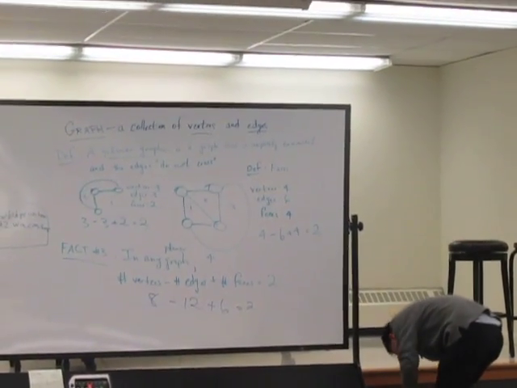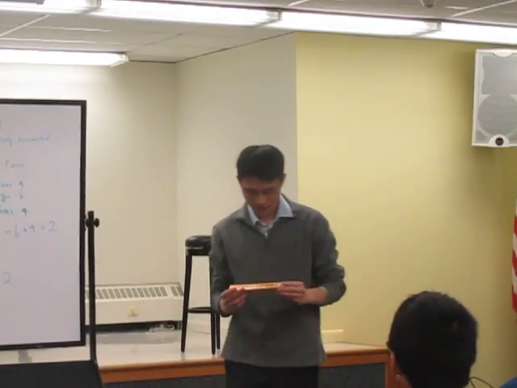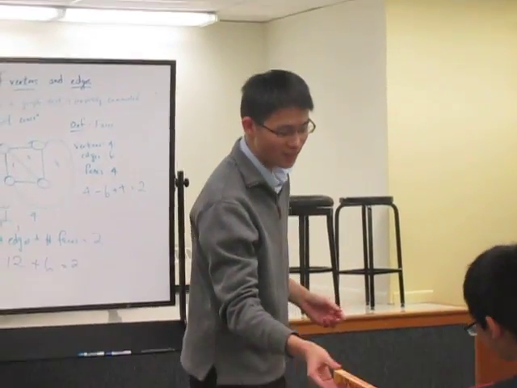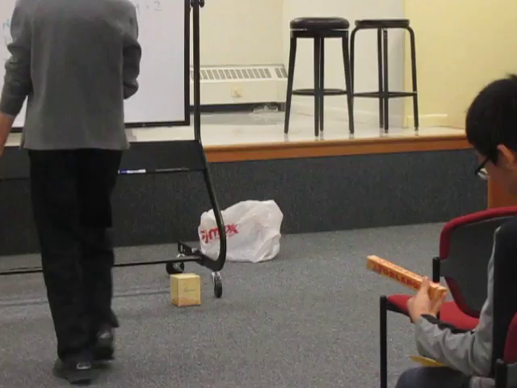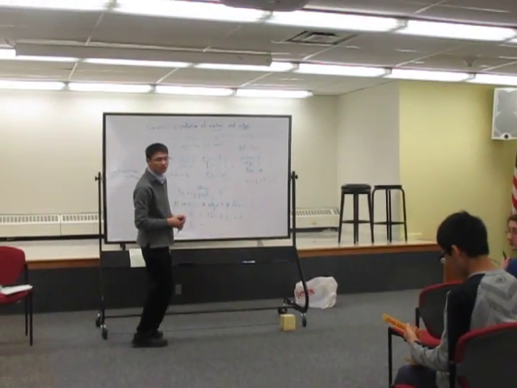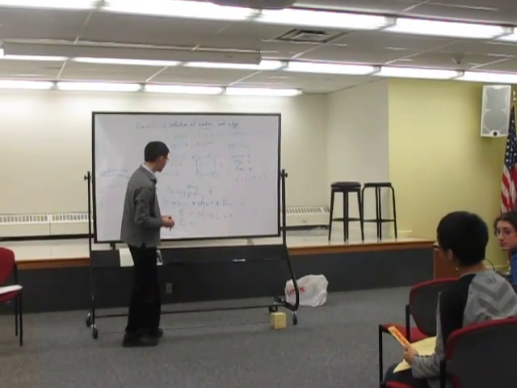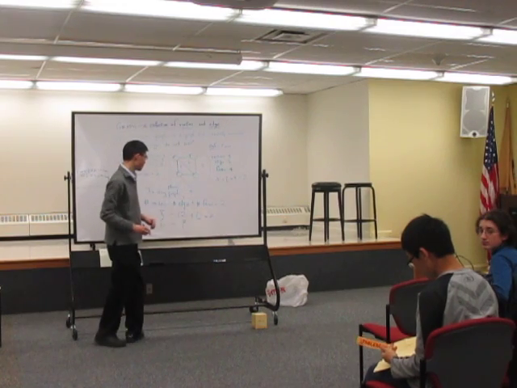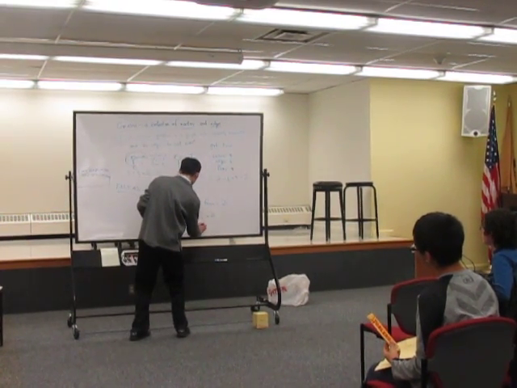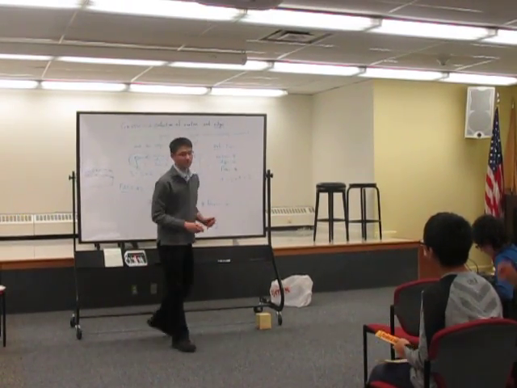What else did I bring? You guys seen this before? Yeah? All right. You do the same thing. Want to count it? How many vertices do we have? 6 vertices. Yes. How many edges? 9. Okay. How many faces? 5 faces. Is that 2? Yeah. Okay, cool.